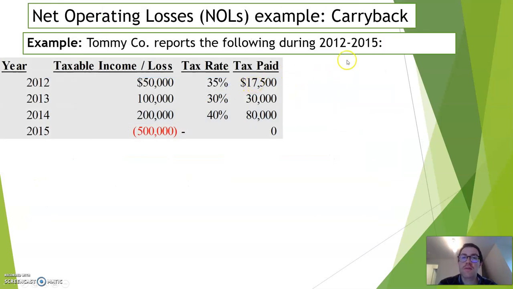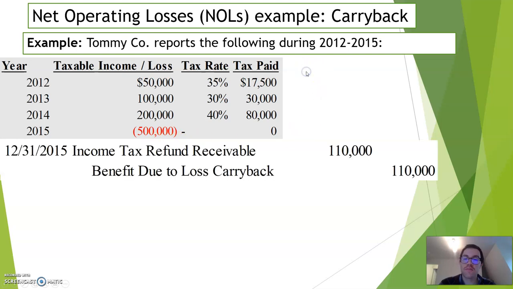Let's see how this works. Tommy Company has the following information for these years here. Taxable income or loss for these years and the tax rate. And so you can see the amount of taxes that Tommy Company paid. Now in 2015, Tommy Company loses $500,000. Ooh, okay. They're going to use their carryback option. And they're going to get an income tax refund receivable, an asset, and they're going to credit benefit due to loss carryback, which is kind of like a gain account.